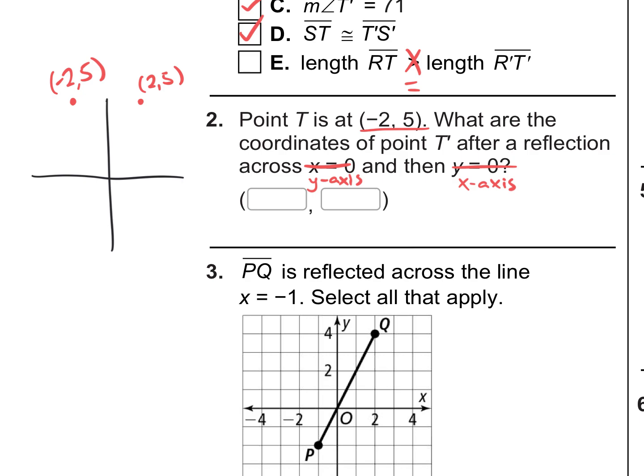Second part was reflect over the x-axis. How far away are we from the x-axis? 5. So I need to go 5 on this side. What coordinate is that? 2, -5. So that's your answer. 2, -5. So if pictures help you, draw pictures. If you still want a piece of graph paper, please use graph paper if you need to.